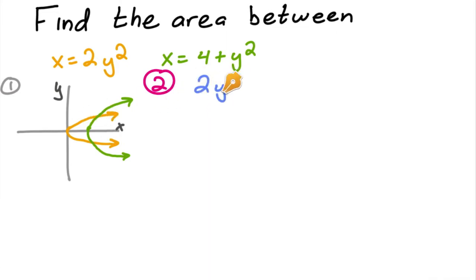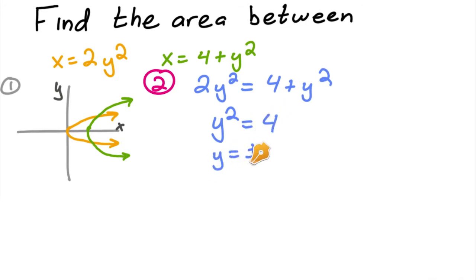So 2y squared is equal to 4 plus y squared. So y squared is equal to 4, or y equals plus or minus 2. So here, these points right here are positive 2 and negative 2. Okay, now, then the third step is, so we set up our integral.